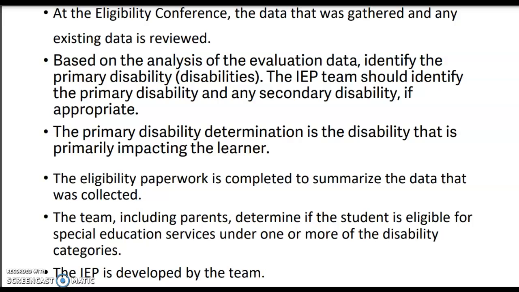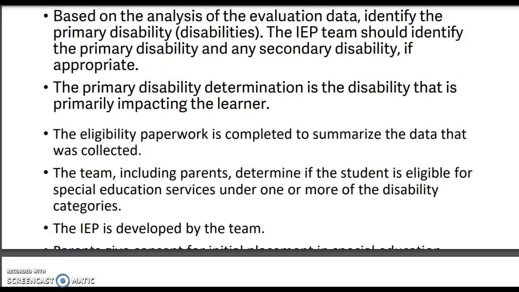The eligibility paperwork then is completed to summarize the data that was collected, and the team, including parents, determine if the student is eligible for special education services under one or more of the disability categories. And then once that happens, the IEP is developed by the team.